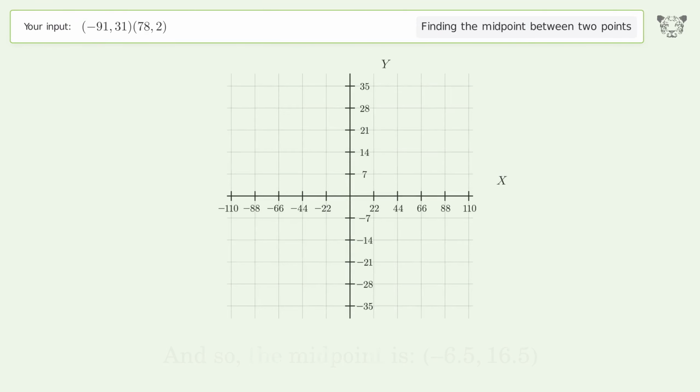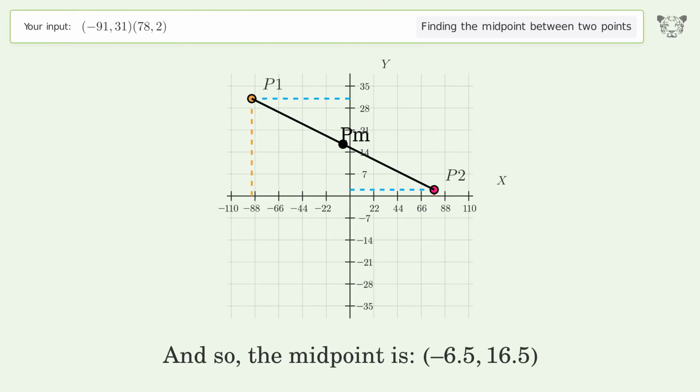And so, the midpoint is negative 6.5, 16.5.